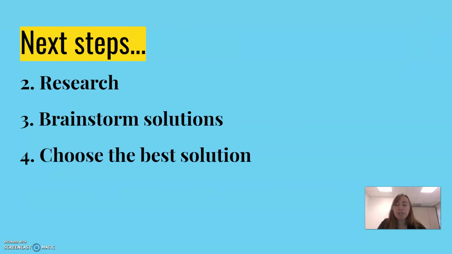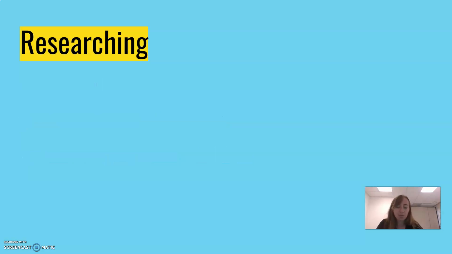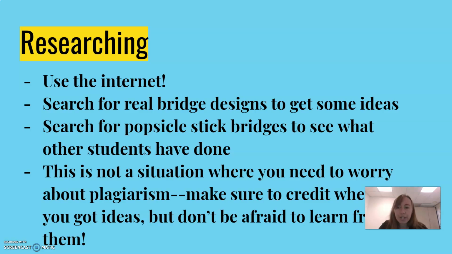All right, so next steps are going to be researching, brainstorming solutions, and choosing the best solution. We're going to try and get that stuff done in class today. So we're going to move through these pretty quickly. Obviously, real engineers are spending a lot more time on the researching and the making solutions part of this, but we're going to do this quickly. So use the internet for your research. We are not the only people who build popsicle stick bridges. A lot of students have done this in the past. So there's a lot of material on the internet about how to build these well. Use that. That is not cheating. That's part of the process here.